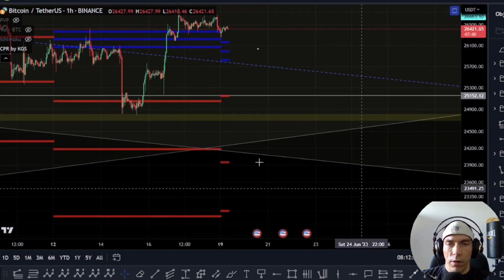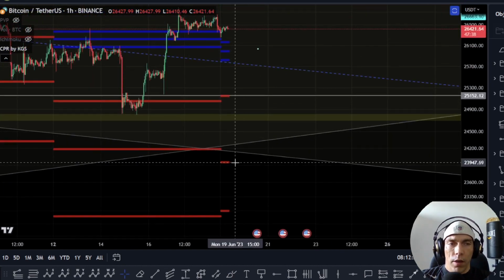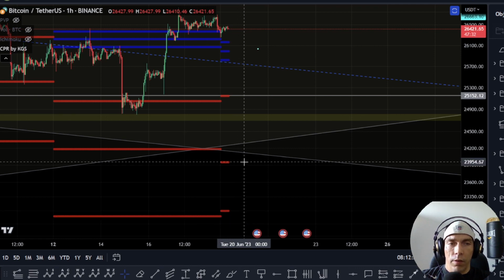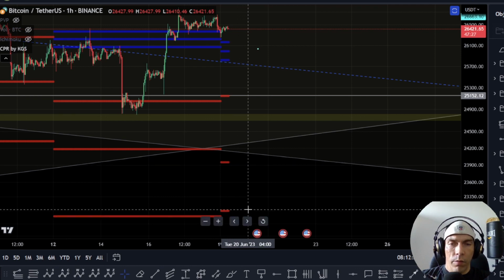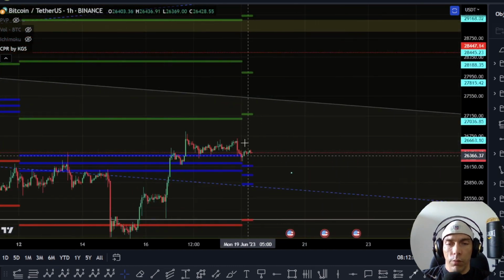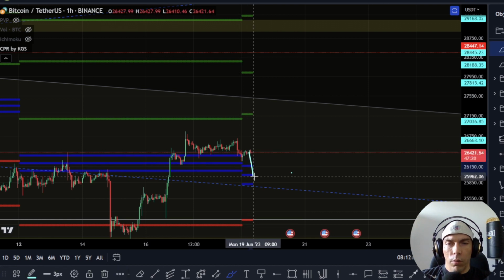If we do look to break down deeper, we have the R2 here at this 23,947, and we have the R2 here at this 23,954, and we have the R3 here at this 23,117 level.